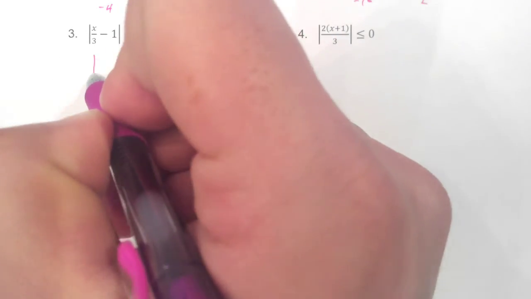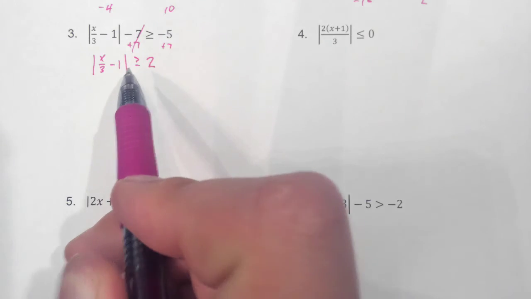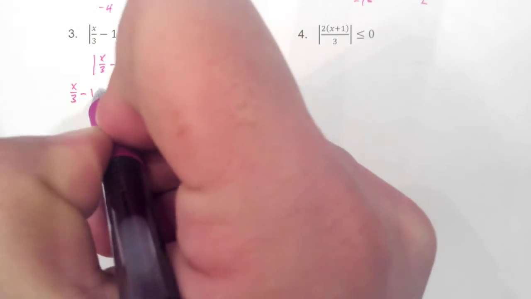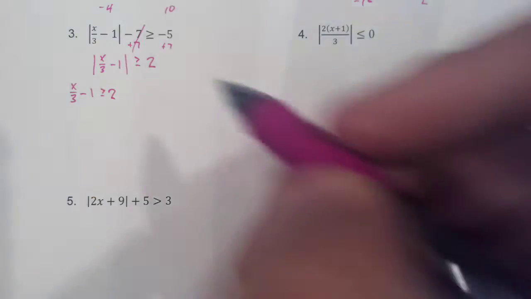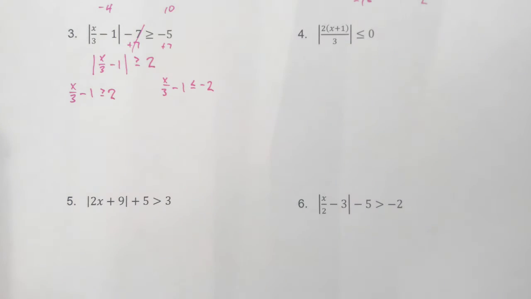So it looks like we'd have the absolute value of x over 3 minus 1 is greater than or equal to negative 5 plus 7, 2. Okay. So now we've got the absolute value isolated. We go ahead and write our two inequalities. X over 3 minus 1 is greater than or equal to 2. X over 3 minus 1 is less than or equal to negative 2.